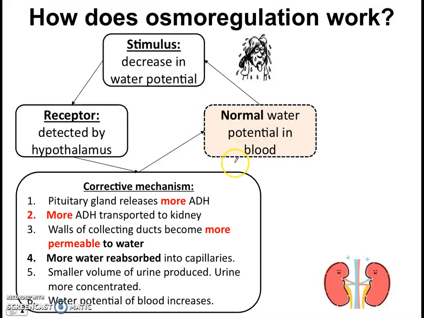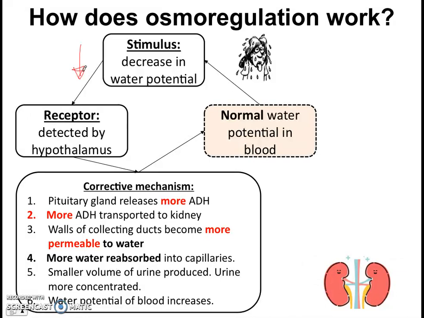So what exactly is the corrective mechanism? Let's take a closer look. So in this case, there was a decrease in water potential. Your body has lost a lot of water. Now I want you to think for a while, pause the video, think for a while. If the body has less water, the water potential of the blood has decreased, then what should the body do to respond?